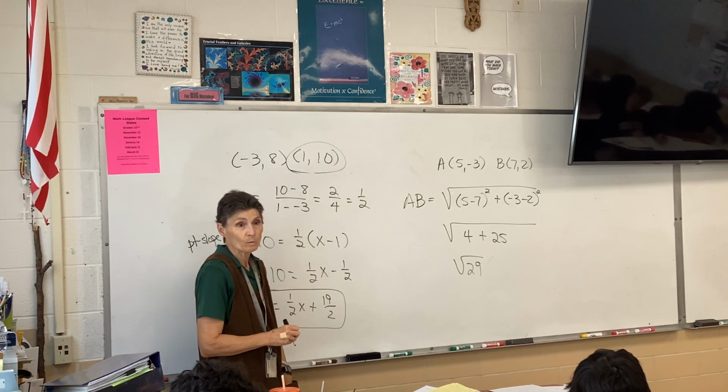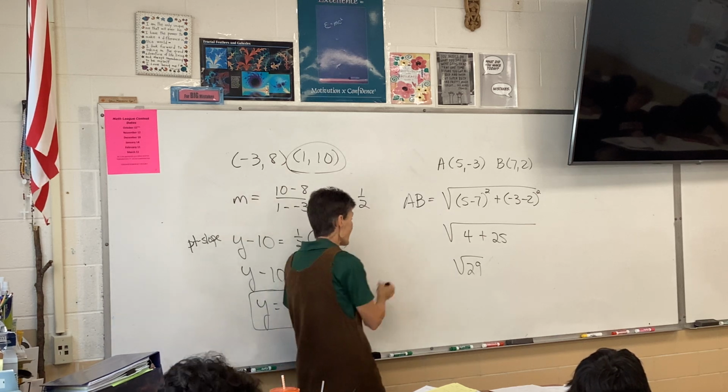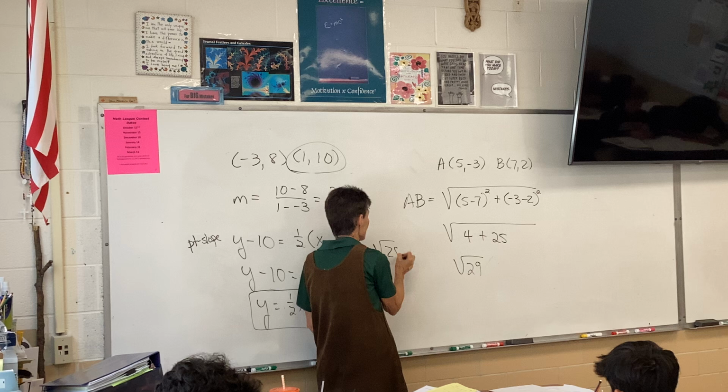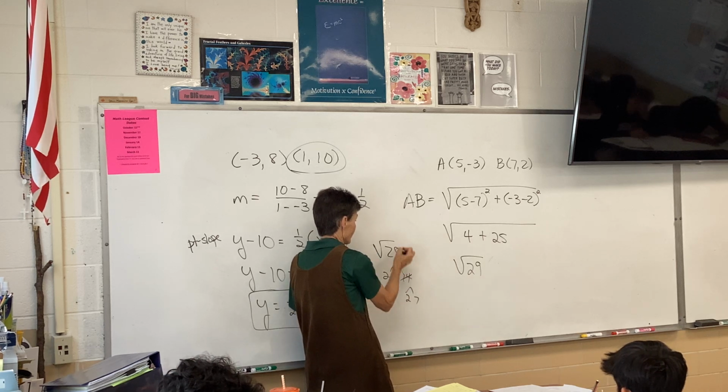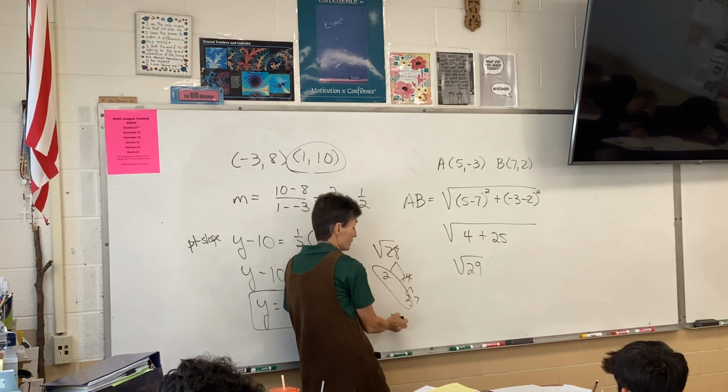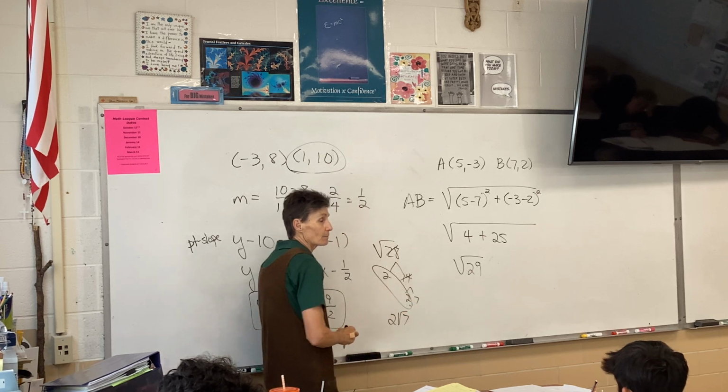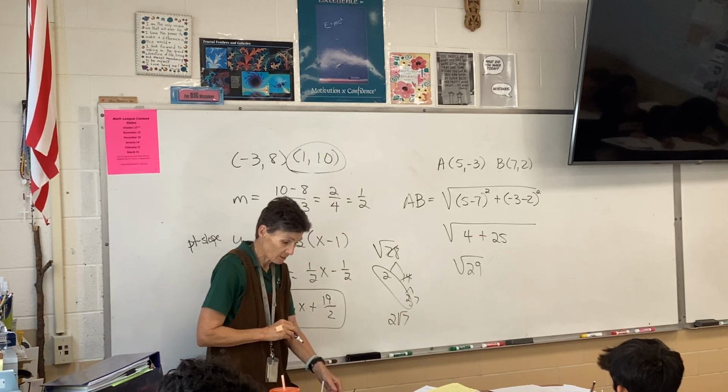If it did, we would, right? So if we got root 28, let's say we got root 28, then we would have to break this down into 2 root 7, but that one doesn't, so we're finished.